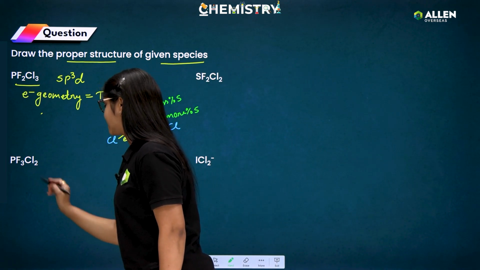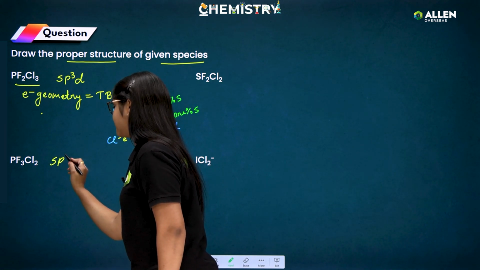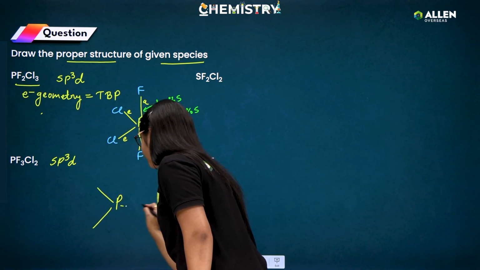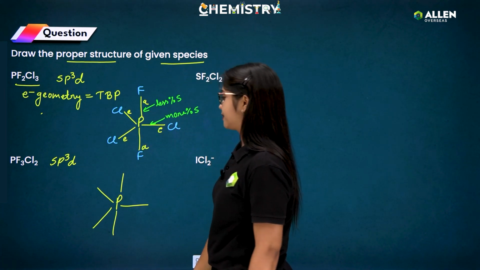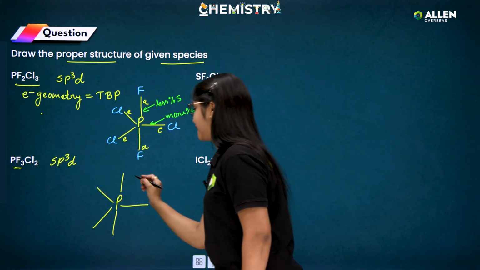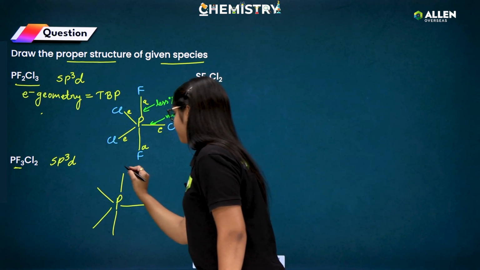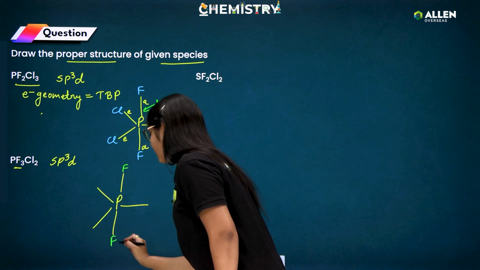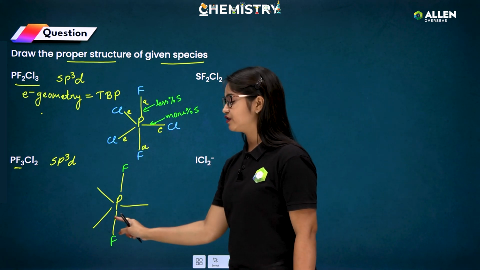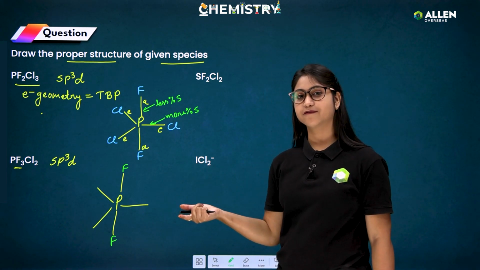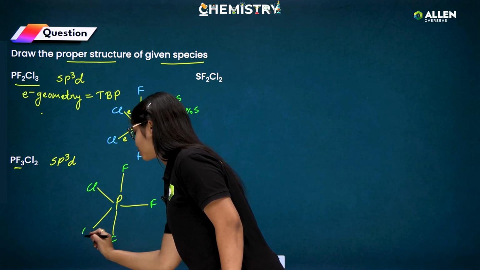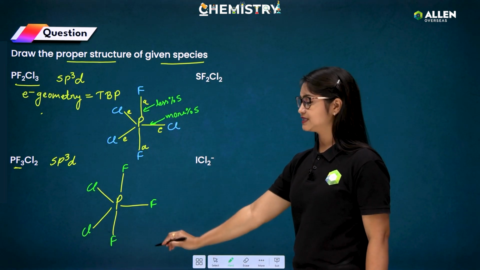Next is PF3Cl2. This is also sp3d hybridization. So, again we have the TBP geometry. We have 3 fluorine atoms now. First of all, we'll place 2 fluorine atoms at the axial position. Now, for the third fluorine, we don't have any other option because only equatorial positions are left. So, the third fluorine will be placed at equatorial position only, right? And the 2 chlorines also at the equatorial position. So, this will be the structure.